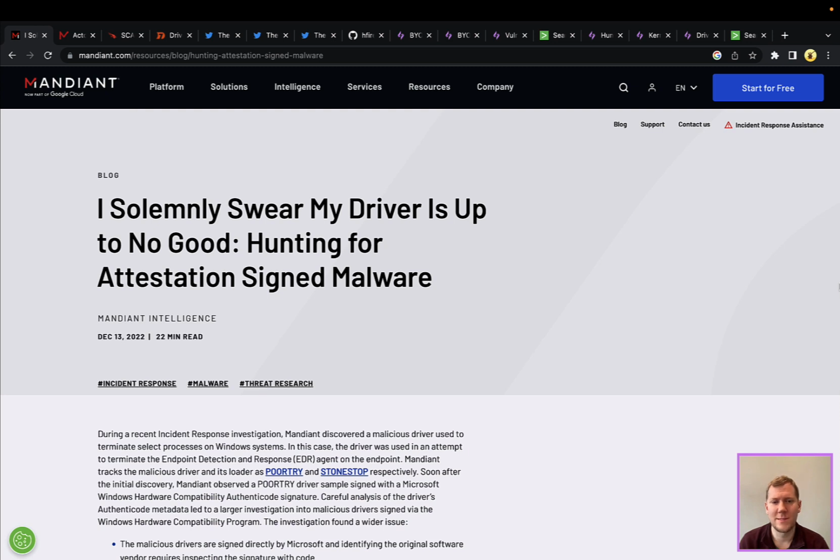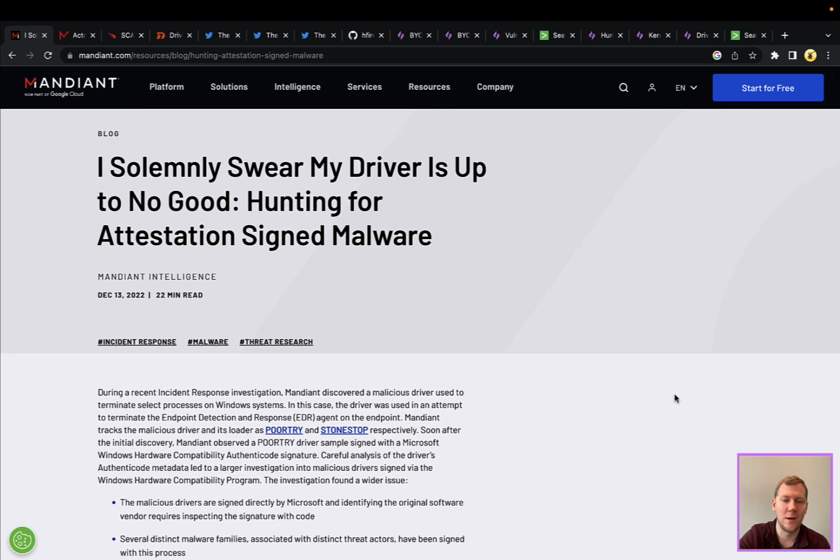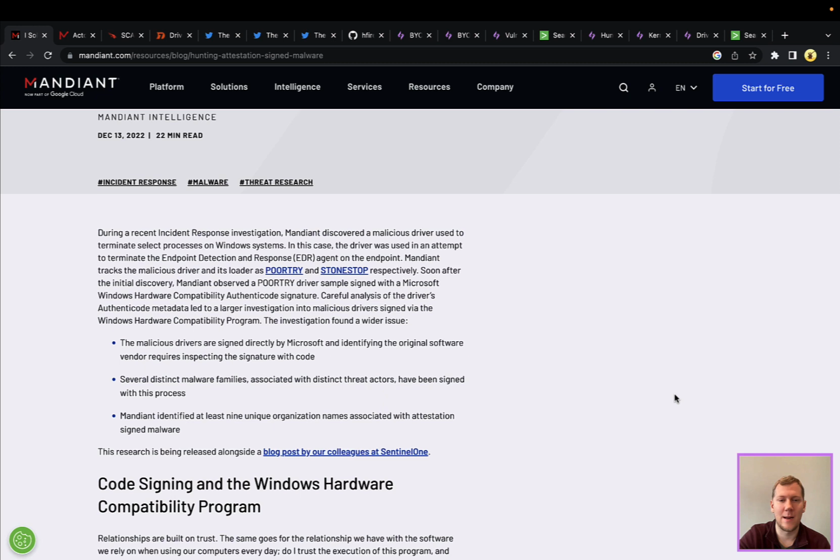So what about this activity is interesting, and why are we talking about this today? There is a financially motivated threat actor that has been using this recently, tracked by a couple of different organizations and teams. We'll talk here first about Mandiant. This was a blog post they put out in the middle of December of last year. They were seeing this threat actor using their own drivers to bypass endpoint detection and response tools.